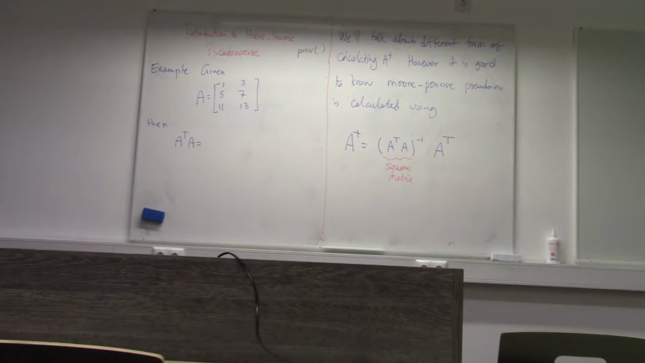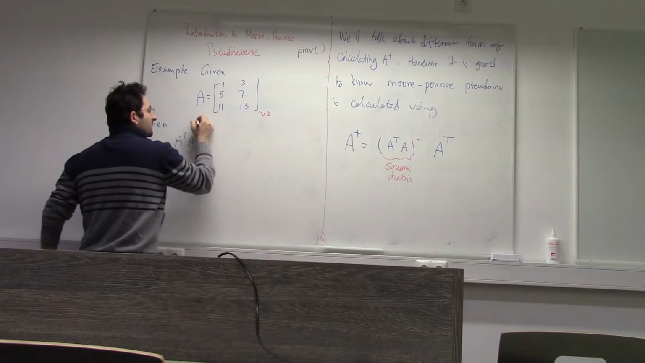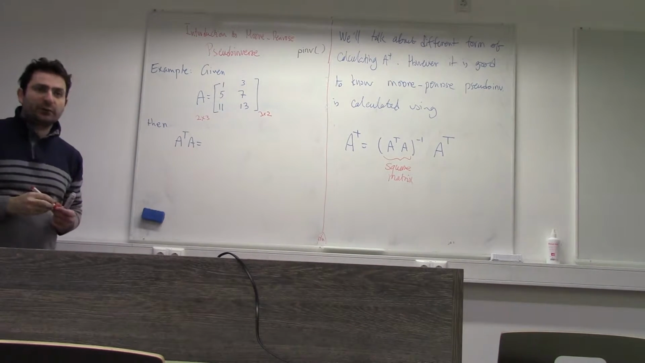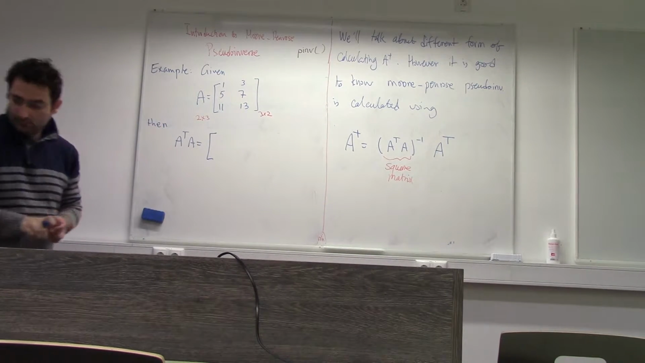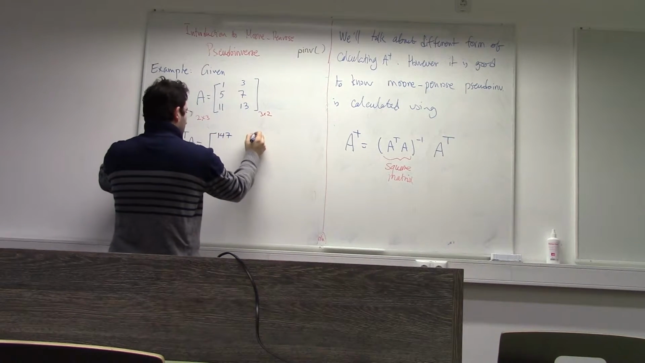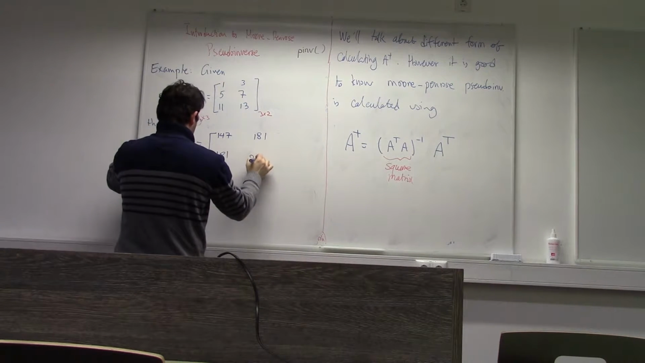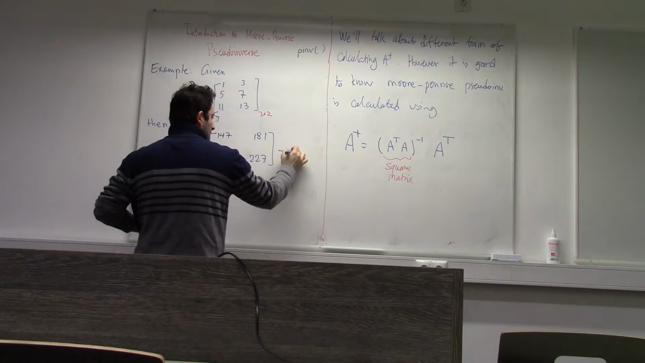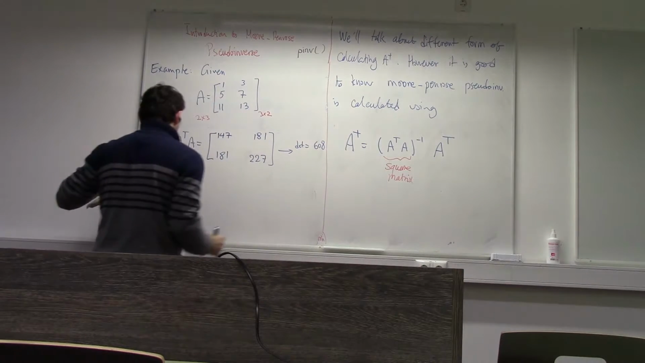What will be the size of the matrix? This is 3 by 2. The transpose will be 2 by 3, so if you multiply, it will be a 2 by 2 matrix. And if you calculate it, you get 147, 181, 181, 227, whose determinant is equal to 608.